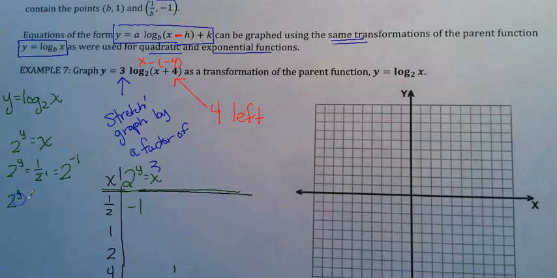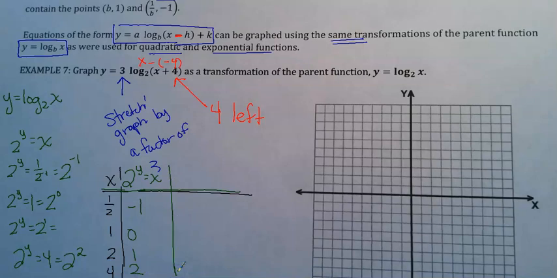I want to show it to you. So 2 to the y equals 1. We want to write it as a base of 2. We know 2 to the power of 0 equals 1, so y here equals 0. 2 to the power of y equals 2, so that's 2 to the power of 1, right? So y equals 1 here. And 2 to the power of y equals 4. We want to rewrite 4 with a base of 2, so that's 2 squared, so y equals 2.